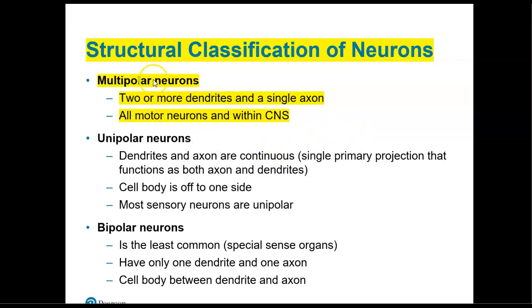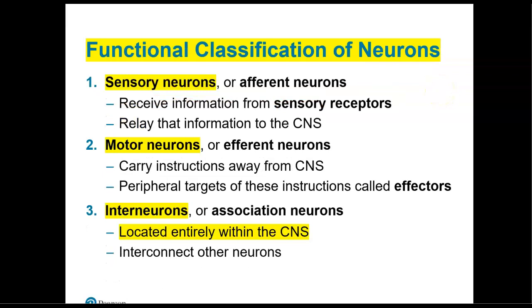Multipolar neurons are the only ones I've highlighted on here. There are other types, unipolar and bipolar, but multipolar neurons have two or more dendrites extending out from the cell body and then a single axon. All of the motor neurons are multipolar neurons, and all of the neurons within the central nervous system are multipolar neurons. We're just going to learn that one type.